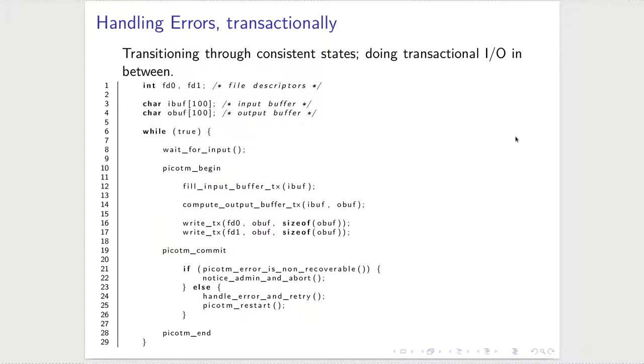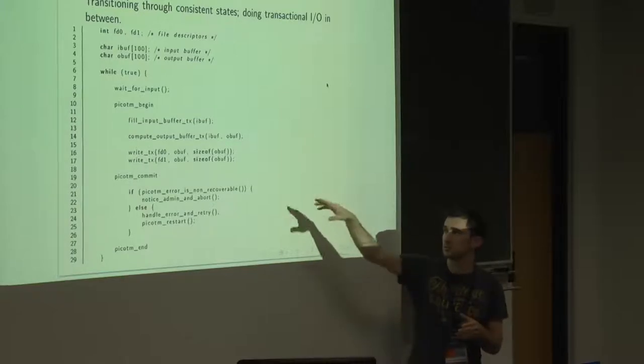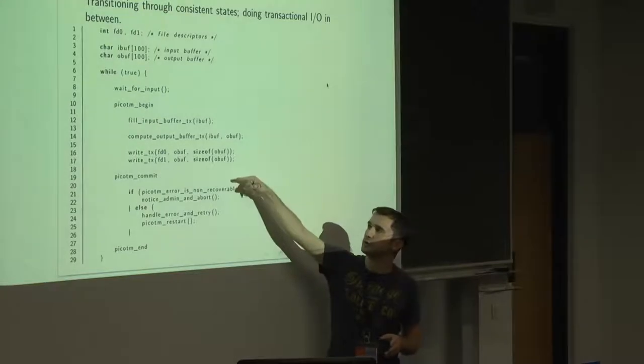Could try to somehow free up memory on the disk. I don't know, delete some temporary files or something like that. Somehow we free up memory. We do the restart again, go back to begin, and fill the input buffer, compute the output buffer, do the first transactional write, do the second transactional write. This time, framework thinks, okay, there's enough disk space available. This write is likely to be committed later. And then we're done with the execution.